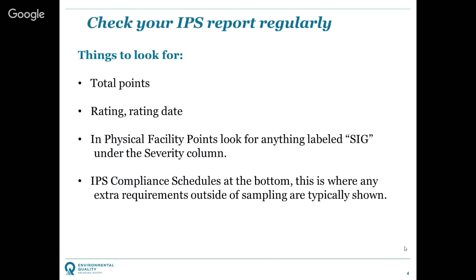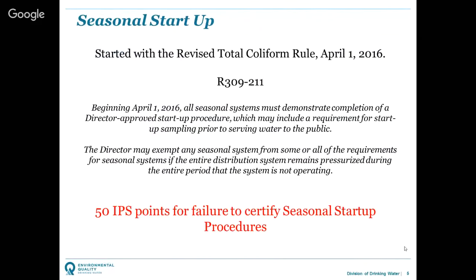Okay, so let's talk about seasonal startup. Seasonal startup is a new thing as of 3 years ago. It started with the revised total coliform rule on April 1st, 2016. This is the actual rule itself. Basically, if you work with a seasonal system, you have to go through startup procedures and certify those to the division before serving the public as you start up for the season.